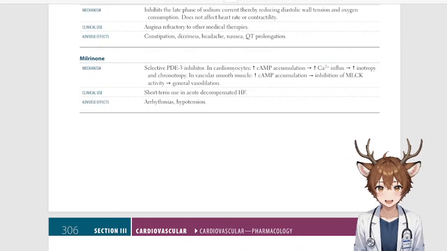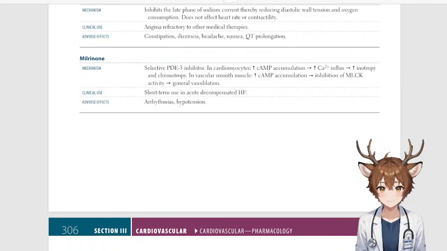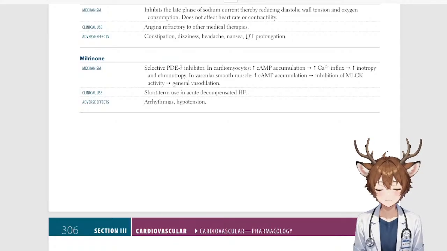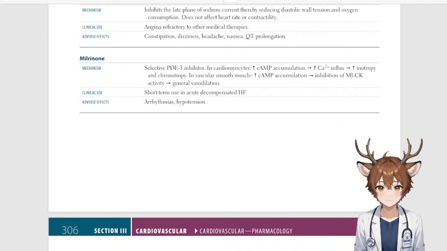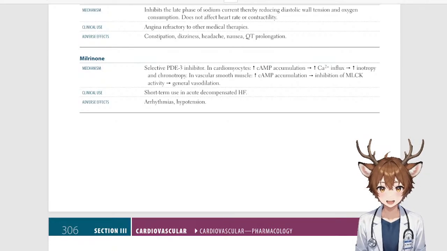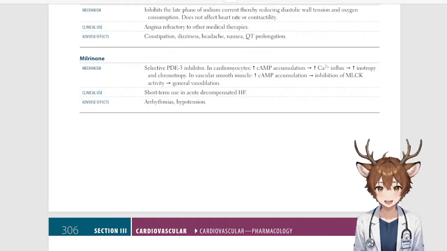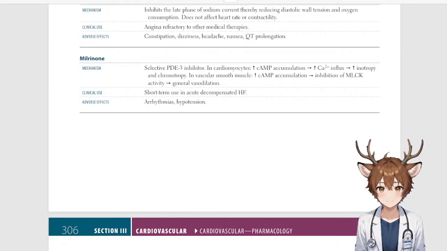It is used for short-term use for decompensated heart failure. It can cause arrhythmias and hypotension. I think Milrinone, I'm trying to remember the specifics, I'm getting this correctly. Milrinone, it says in vascular smooth muscle increases cyclic AMP, general vasodilation. So it should cause both dilation of the arterioles and the venous system as well. It does both, I believe.